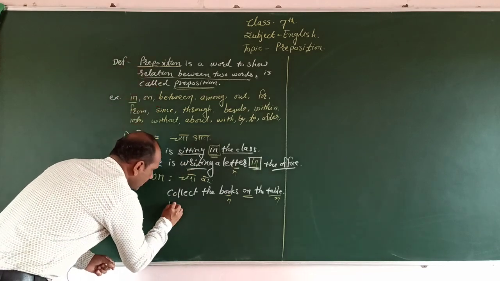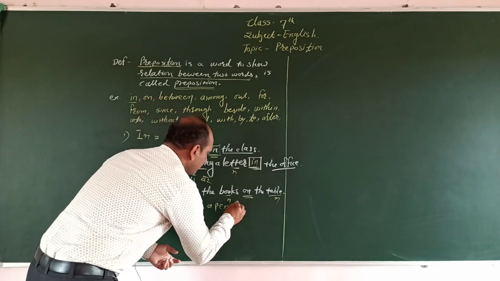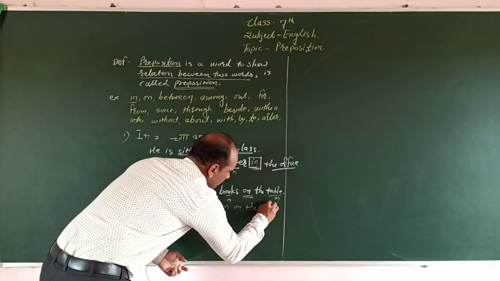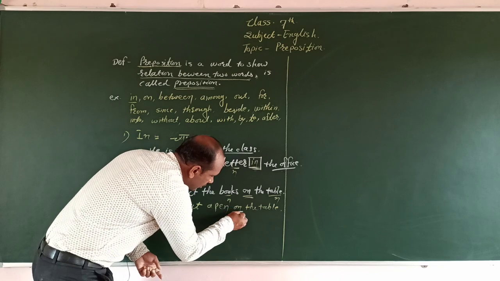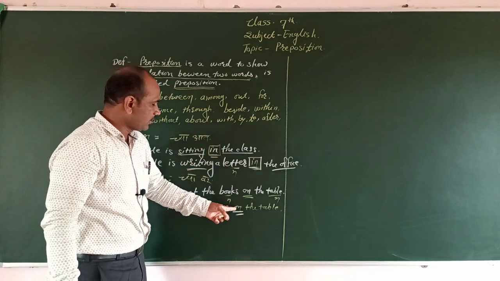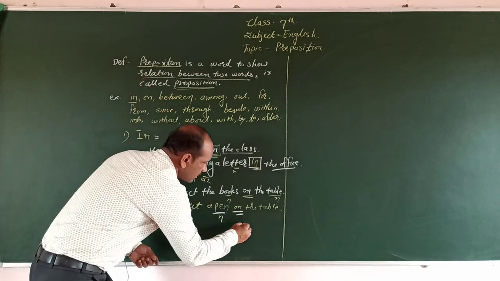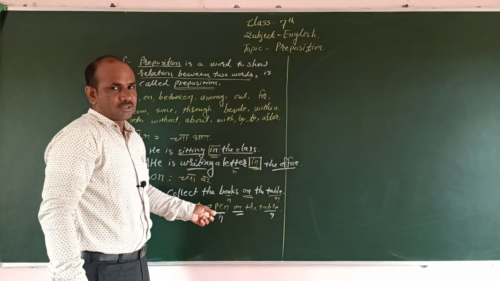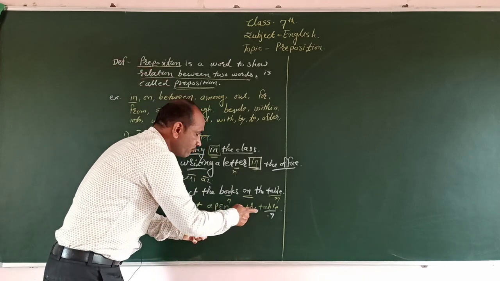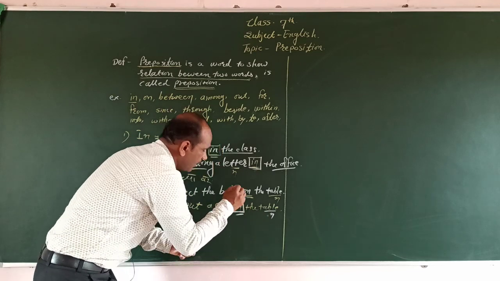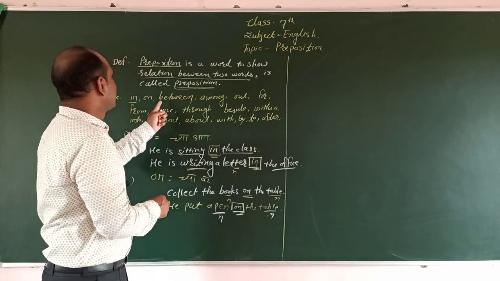Second, he put a pen on the table. Here we write on, and this word is a preposition. Pen is a noun and table is also a noun. Both are nouns. And what is the relation between the two words? This we show with on, and therefore we call on a preposition. Then another we write, between.